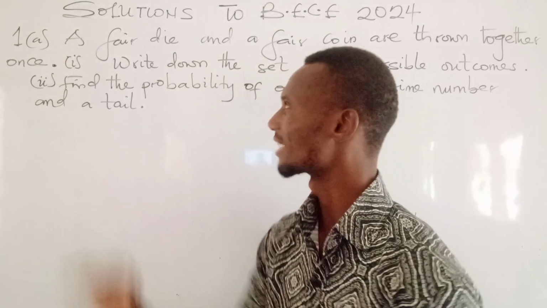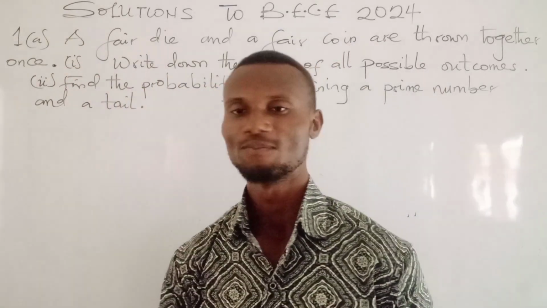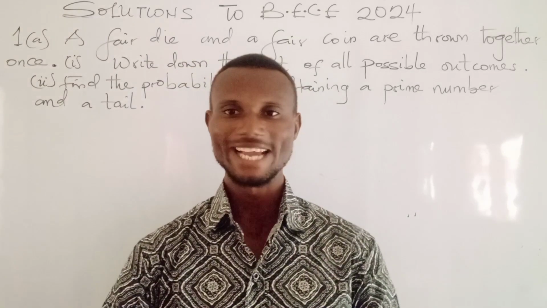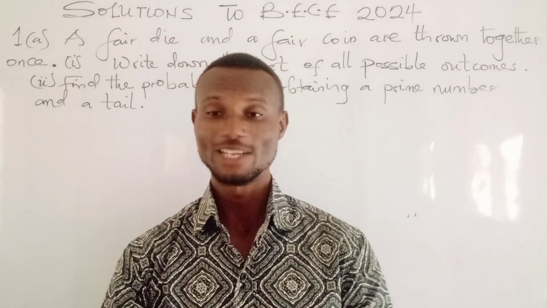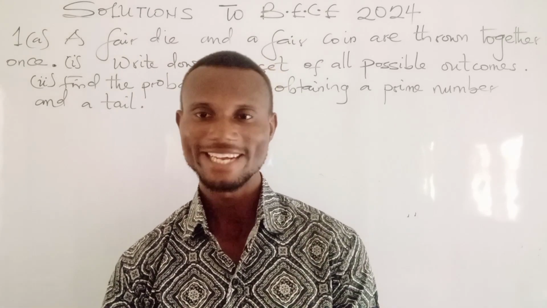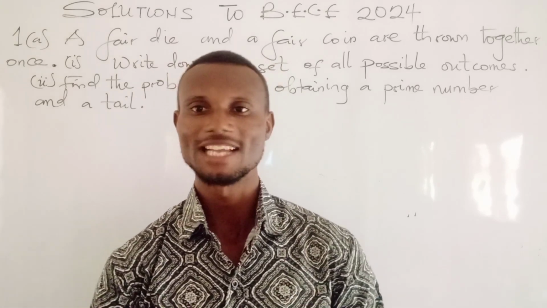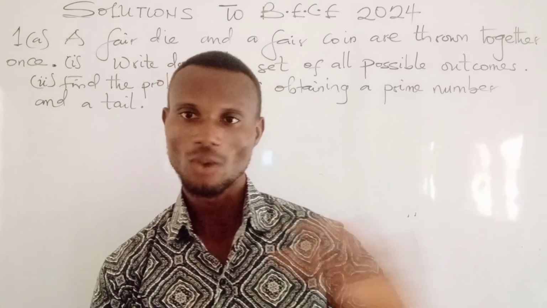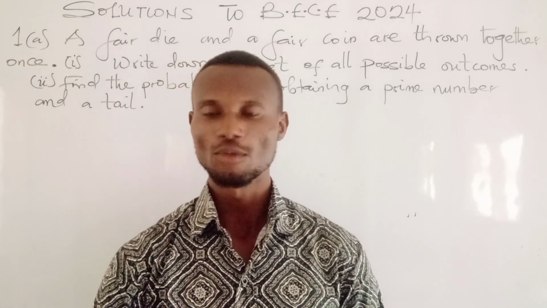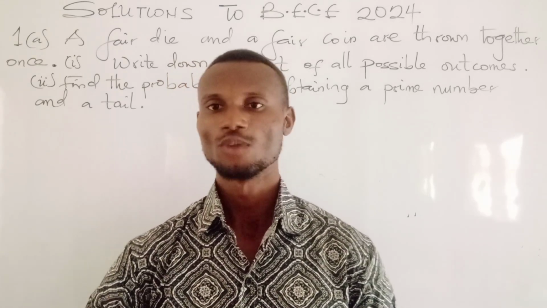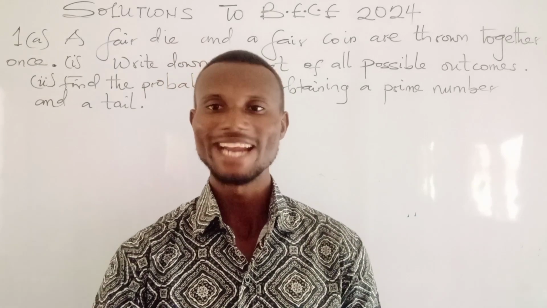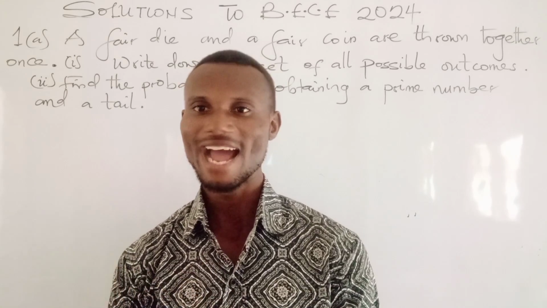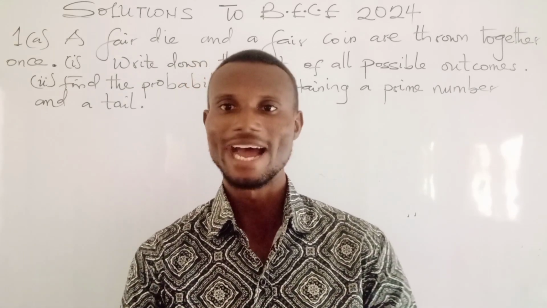Now the question is saying that a fair die and a fair coin are thrown together once. What it means is that for us to get the total outcomes of throwing a fair die and a fair coin together once, we pick the outcomes of throwing a fair die once and the outcomes of throwing a fair coin once, and when we pair them, it gives us the total outcomes of throwing a fair die and a fair coin together once.